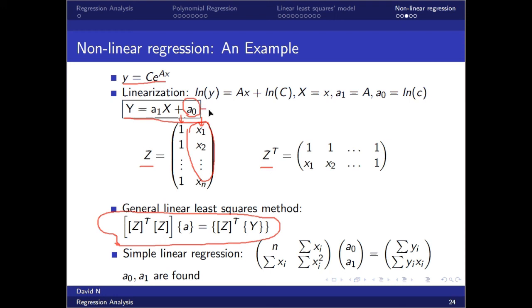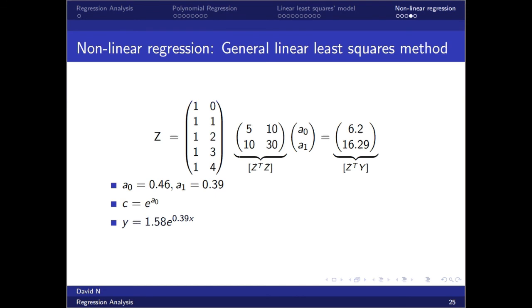This model, which is essentially this particular equation, y is equal to a1 into x plus a0, can also be solved using the simple linear regression method, where we have the normal equations given by this particular matrix form. Here the elements are n, summation of xi, summation of xi square, and summation of the product of the dependent variable and the independent variable, from which a0 and a1 can be found.